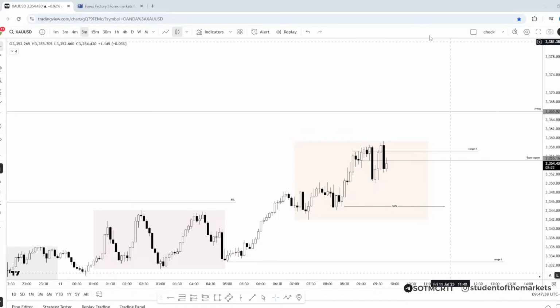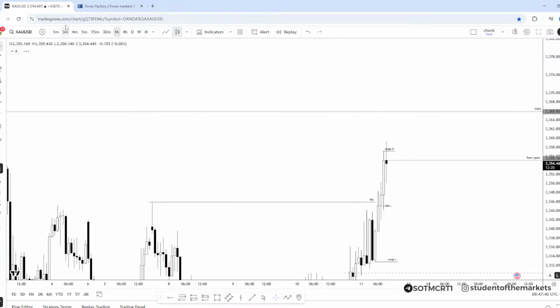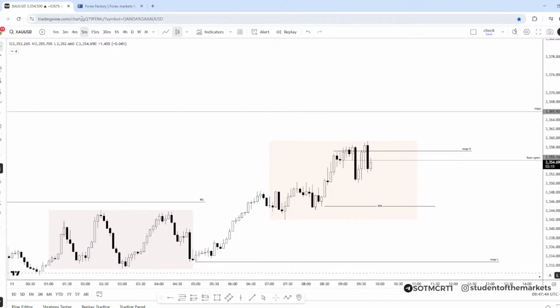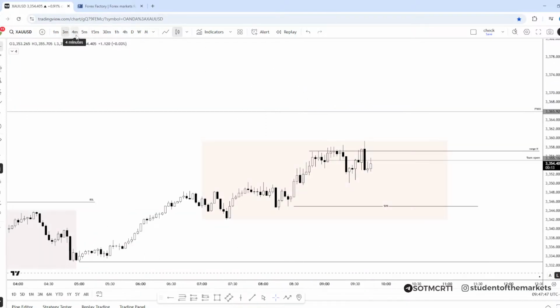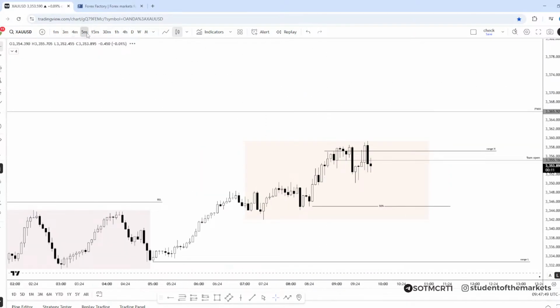All right, there is nothing happening yet. Still waiting for this 1 hour candle closure. Want to see how price does set up for the 10 a.m. candle.